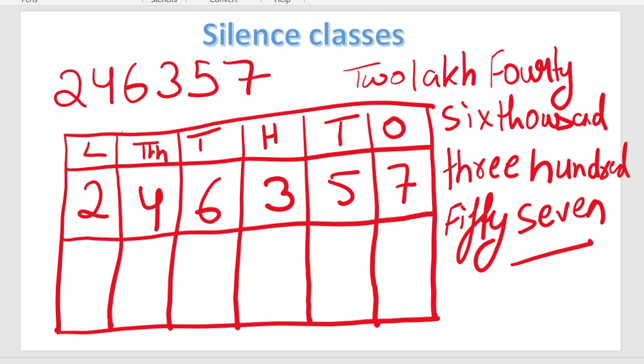So first of all, what we have to do is make a chart. We count the digits 1 2 3 4 5 6, then we put the place values: ones, tens, hundreds, thousands, 10,000, lakh. You have already studied all these things in class fifth. You put these place values, then you can write it in words.